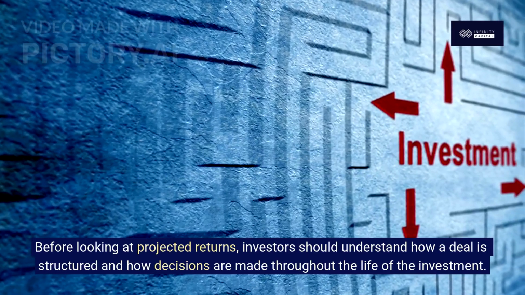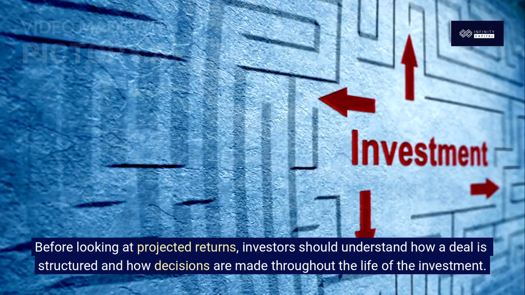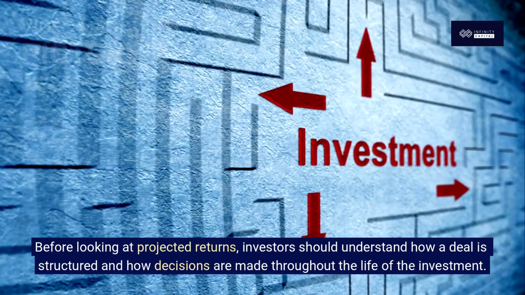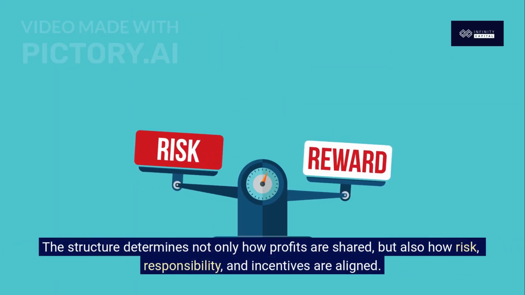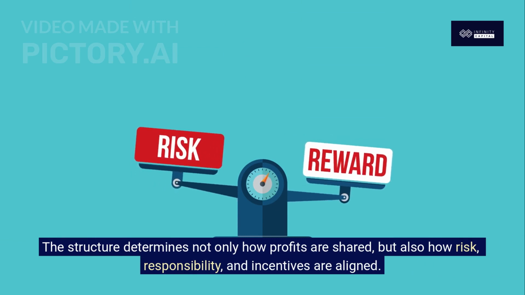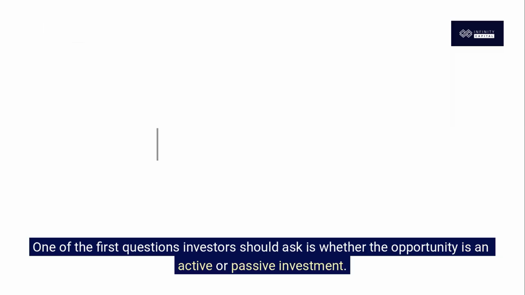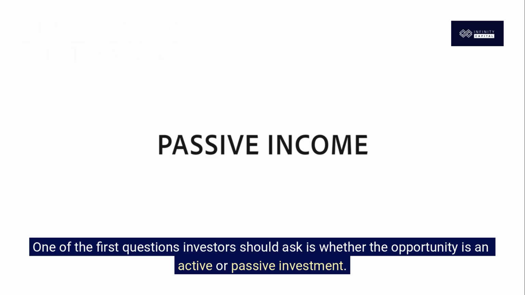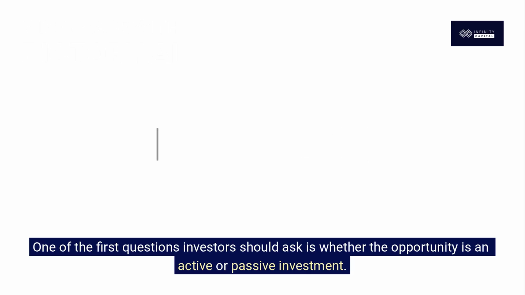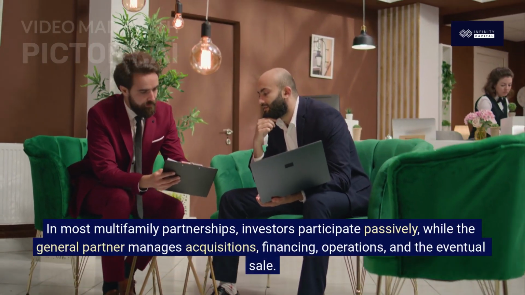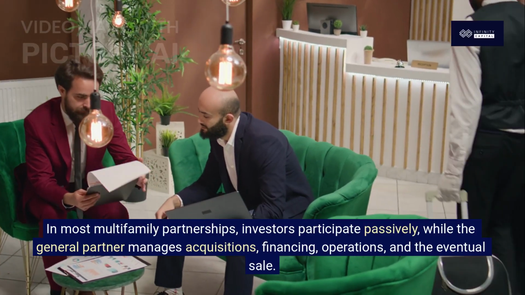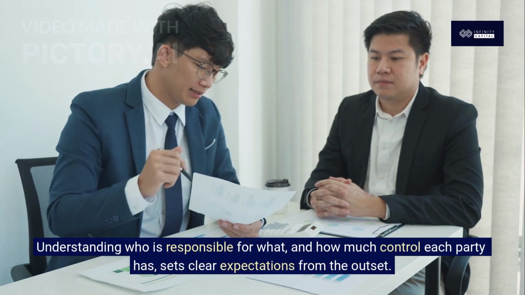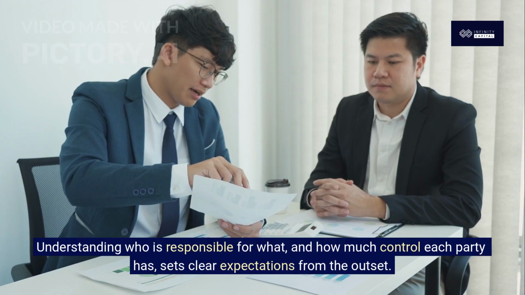Before looking at projected returns, investors should understand how a deal is structured and how decisions are made throughout the life of the investment. The structure determines not only how profits are shared, but also how risk, responsibility, and incentives are aligned. One of the first questions investors should ask is whether the opportunity is an active or passive investment. In most multifamily partnerships, investors participate passively, while the general partner manages acquisitions, financing, operations, and the eventual sale. Understanding who is responsible for what, and how much control each party has, sets clear expectations from the outset.